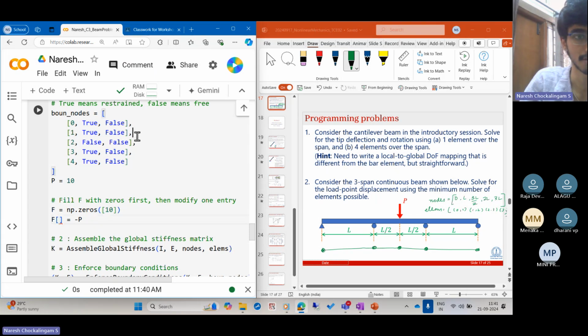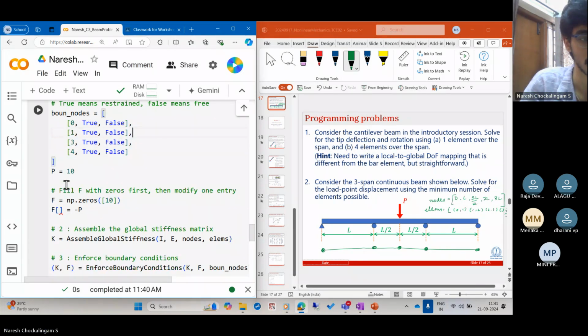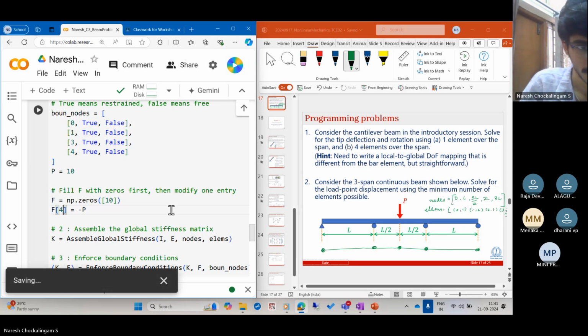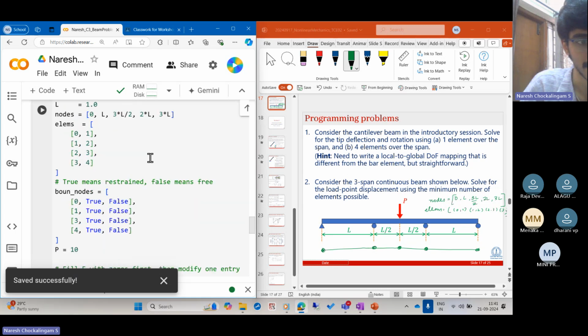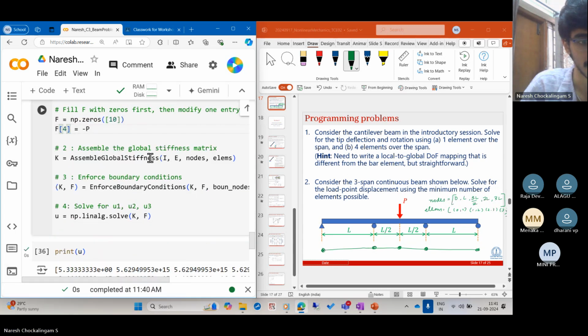So let's delete this. This can be causing some trouble. It's not 6. It is 0, 1, 2, 3, 4. P is applied at, so this node has 0, 1. This has 2, 3, and it's applied at 4. Right? So F is applied at 4. Other things are fine. I think EI can be taken as 1, and L as 1 is fine. Others should be okay.